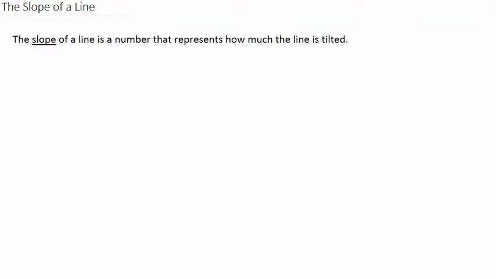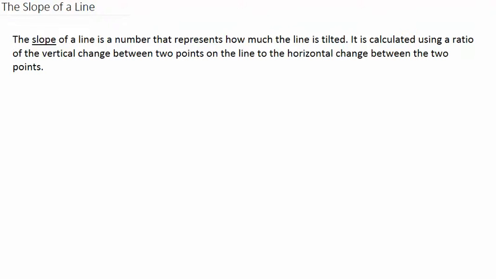In this video, we're going to address the slope of a line. As you probably would guess, the slope of a line represents its tilt. And in math, we use a number to represent the slope of a line. The way we calculate this number is by using a ratio of the vertical change between 2 points on the line to the horizontal change between 2 points on the line.